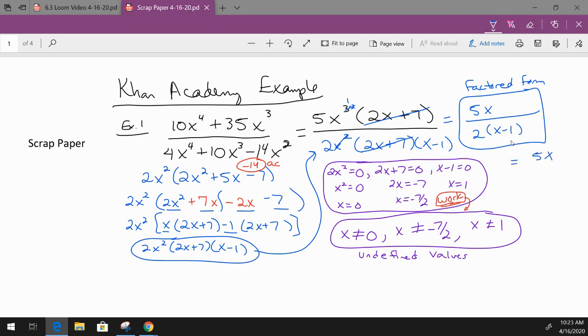So your numerator would just be 5x. But if you multiply the 2 back into the binomial on the bottom and you put it in standard form, you would have 2x minus 2. So I'm guessing this is, I'm calling the standard form or expanded form.